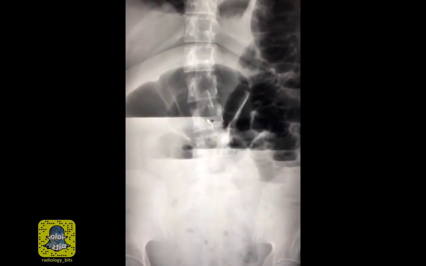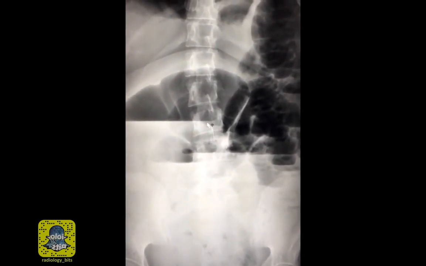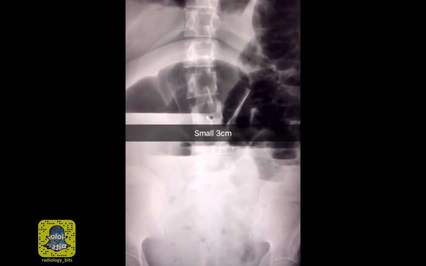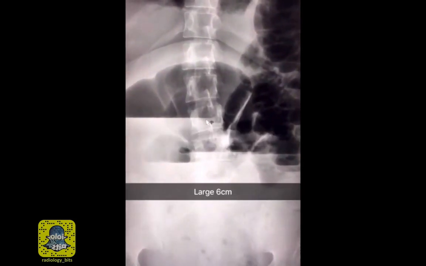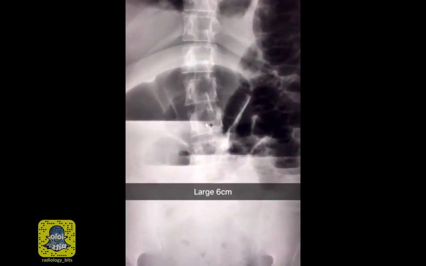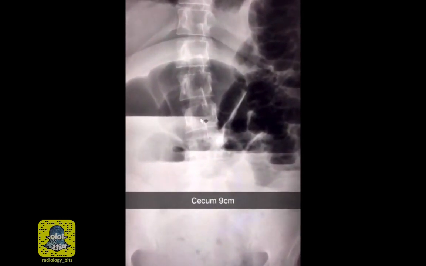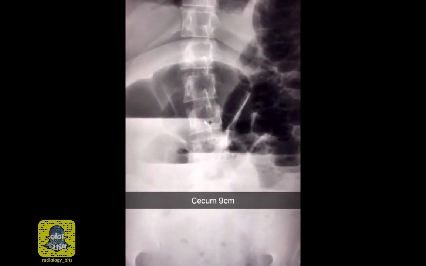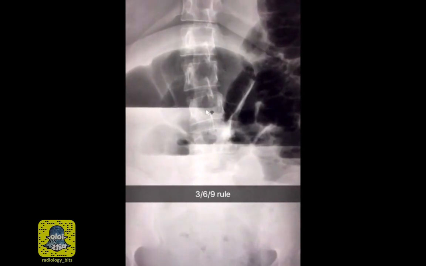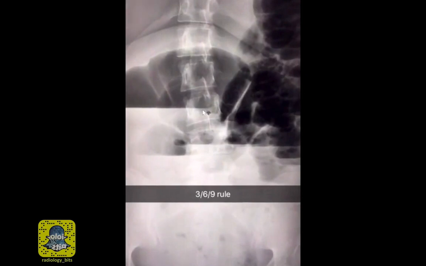Our final teaching point is, what are the normal diameters for bowel loops? The guideline numbers are: small bowel should not exceed a diameter of 3 cm. Large bowel, except for the cecum, should not exceed a diameter of 6 cm. And the cecum, which is the most distendable part of the large bowel, should not exceed 9 cm. To remember this is the 3-6-9 rule. 3 for small, 6 for large, and 9 for cecum.